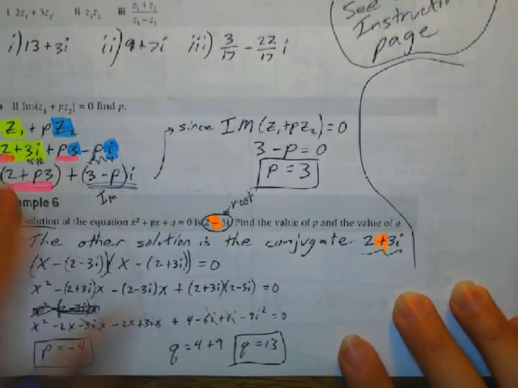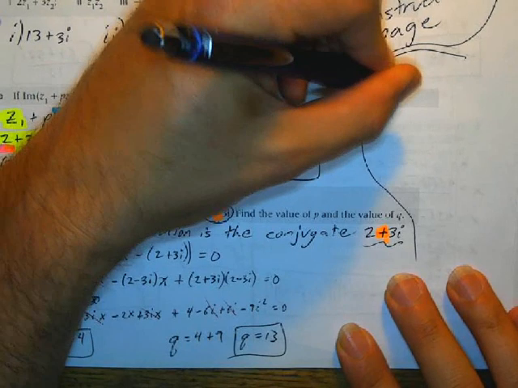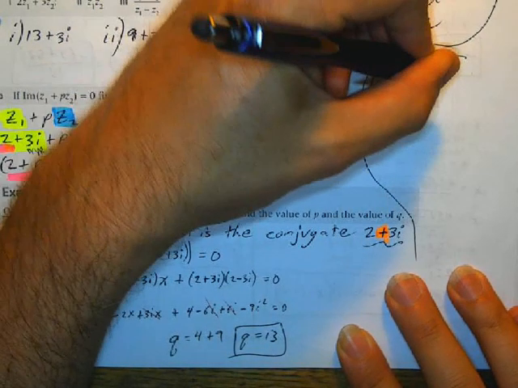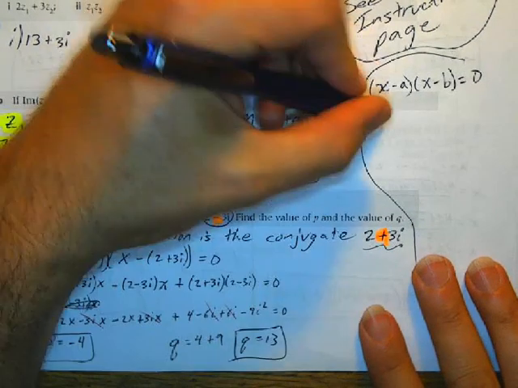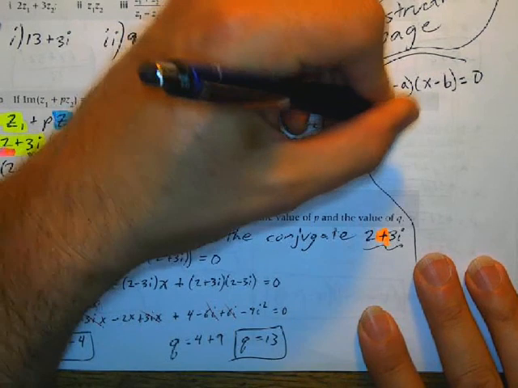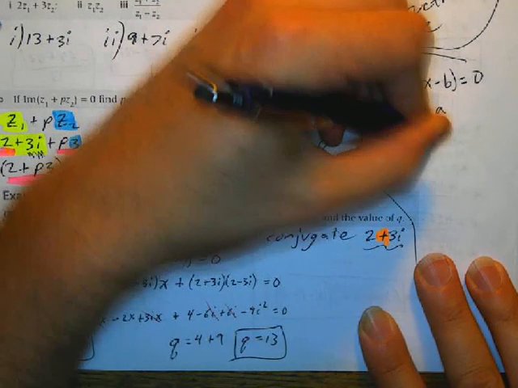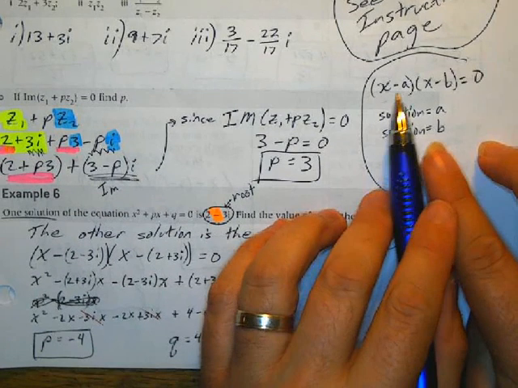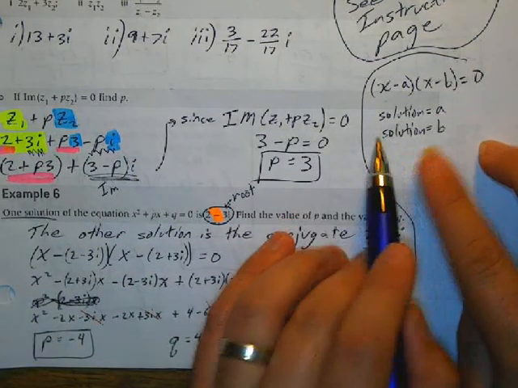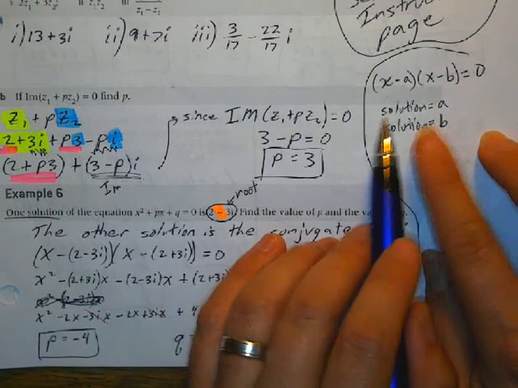Okay, so just a side note, because I think people really were struggling with this. If I've got (x minus a) times (x minus b) equals 0, that means one of the solutions is equal to a, and another solution is equal to b. Okay, does that make sense? x minus a, one of my solutions is a, and x minus b, one of my solutions is b, right? Because b minus b, that's going to give me 0. a minus a, that's going to give me 0.